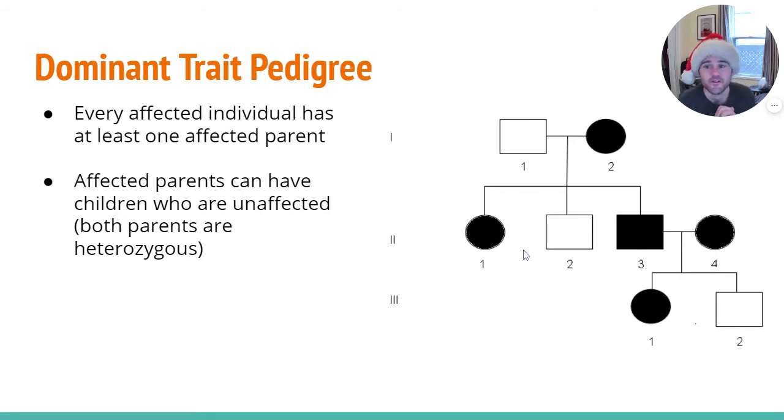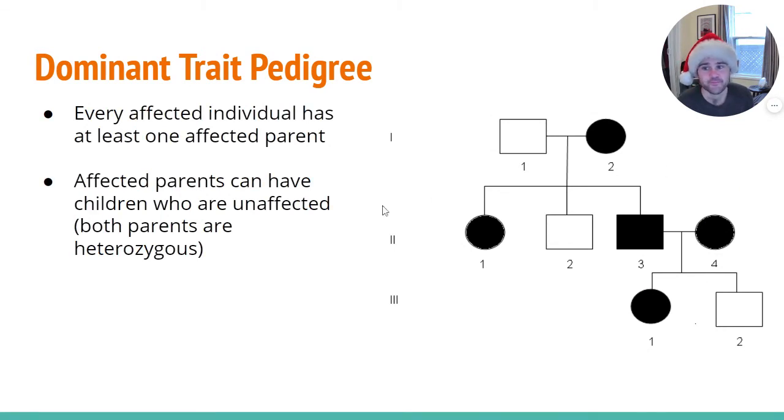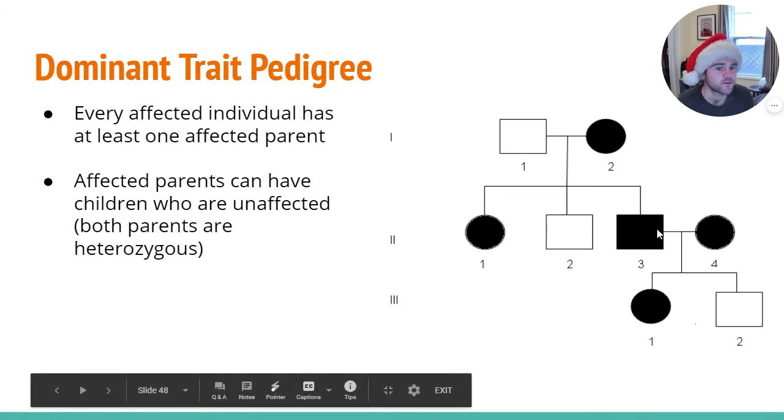So when we're looking at pedigrees, a couple things will help you find whether it's dominant or recessive. In a dominant trait pedigree, every affected individual has at least 1 affected parent. So if you have it, at least one of your parents has it because they had to pass along that trait. Affected parents can have children who are unaffected. So here we see this person and this person both have it, but they have a kid who doesn't. It's because they're both heterozygous, and so they both passed on the recessive trait to person 3-2 down here.